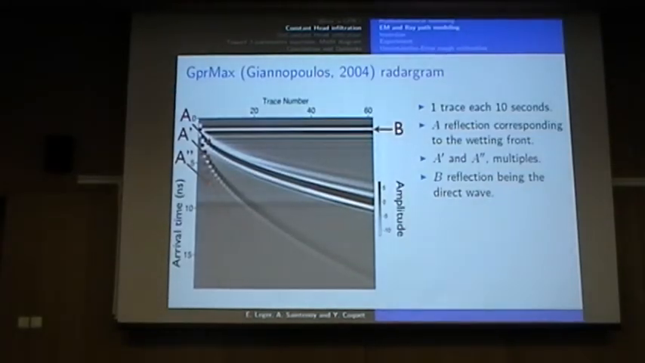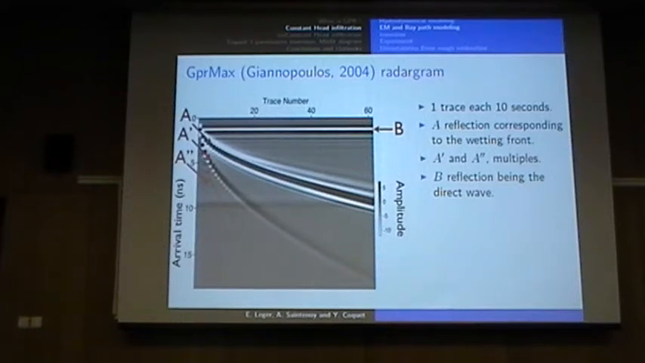We use the snapshots as input of the gprMax program. This program is just resolving Maxwell's equations using finite difference in time domain. So this is a radar run, and this axis is arrival time. It corresponds to the time needed to go from the transmitter to reflect on the object, in this case a wetting front, and to come back to the receiver. The horizontal axis is trace number. So one trace corresponds to one profile, and each trace is separated by 10 seconds.